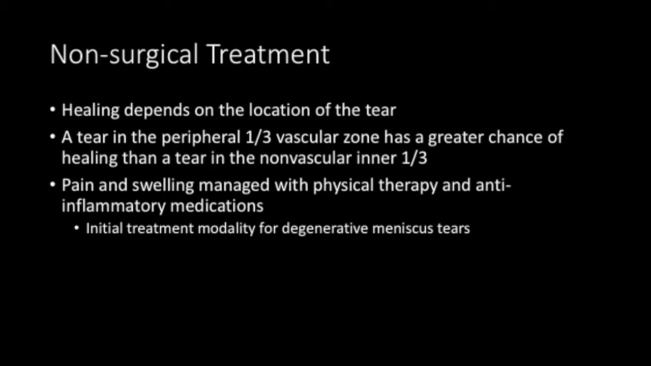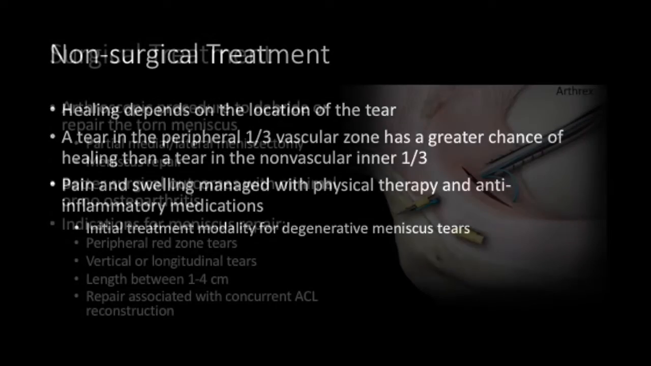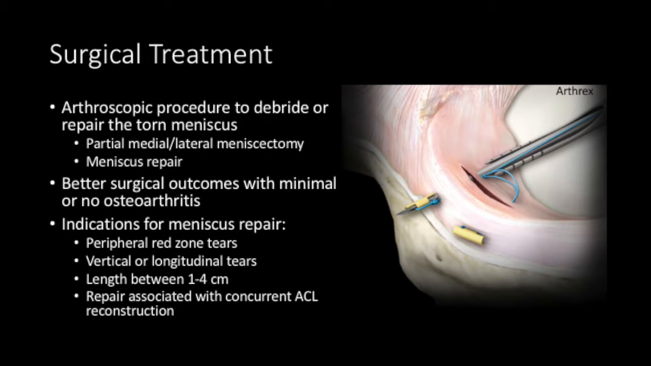Non-surgical treatment depends on the location of the tear for healing. The peripheral one-third vascular red zone has a greater chance of healing than the inner third. Pain and swelling are usually managed with physical therapy and anti-inflammatory medications, and this is the initial treatment modality for most degenerative tears. Surgical treatment involves an arthroscopic procedure to debride or repair the torn meniscus.